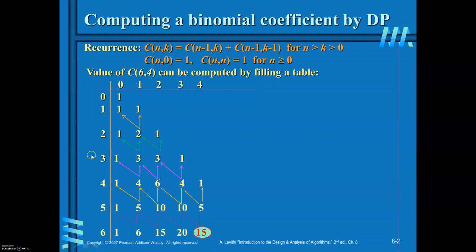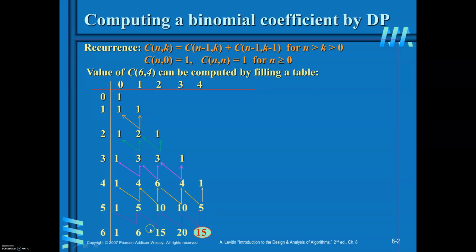So 3. Now C(3,3) is 1, C(4,0) is 1, C(4,1). How do you find C(4,1)? Previous row in the same column, 3 is there and here 1, 1 plus 3. Then 3 plus 3, 3 plus 1. Okay. Then in the 5th row it is 1, then 5, 10, 10, 5 and 1. In the 6th row, C(6,0) is 1, C(6,1) is 6, C(6,2).